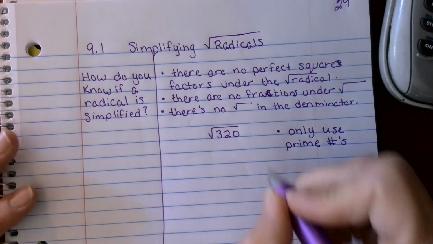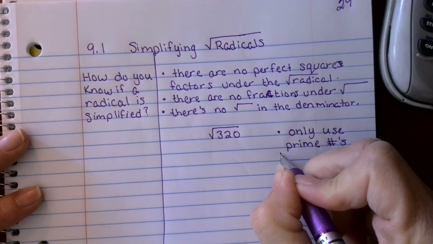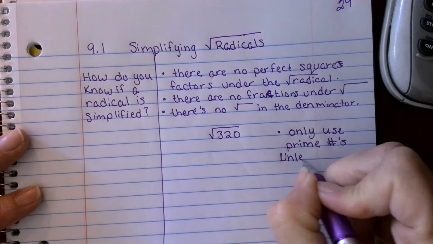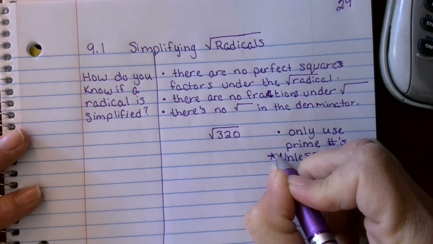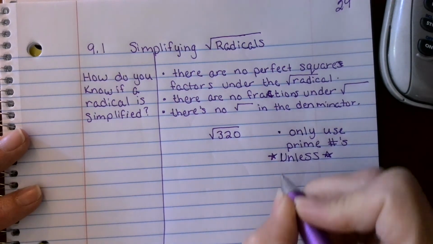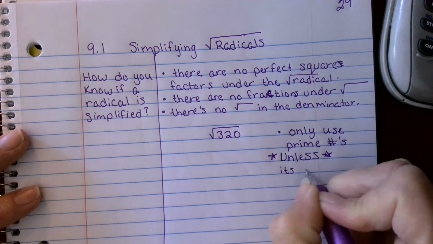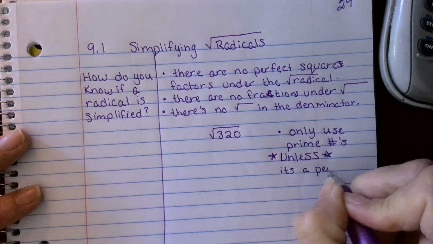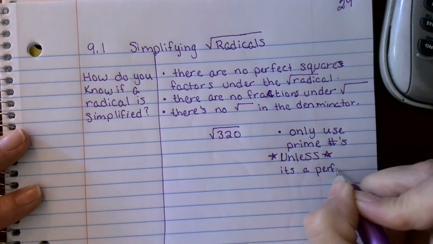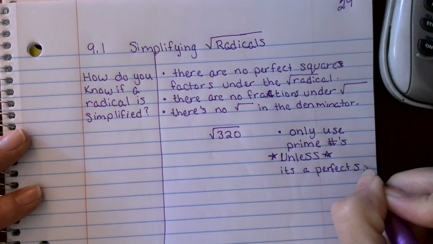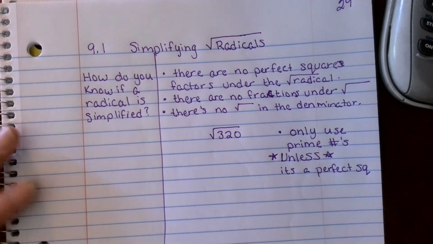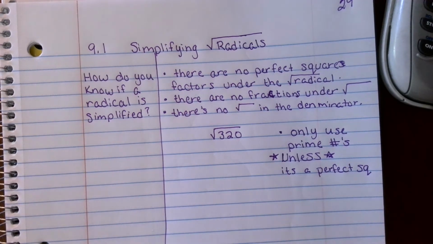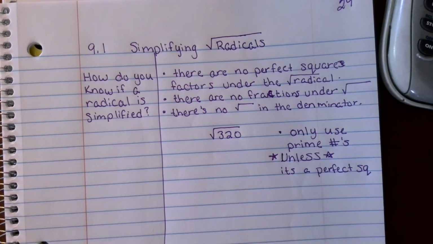So you want to use only prime numbers unless it's a perfect square, like 25. 5 times 5 is 25. 6 times 6 is 36. So 25, 36, 49, all of those, those are perfect squares.